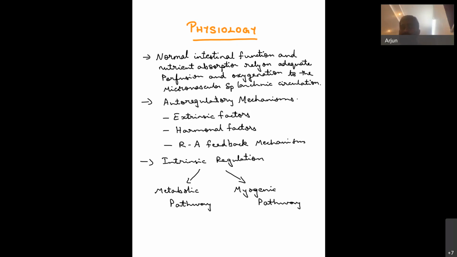In the myogenic pathway, which dominates the regulation of blood flow in the small intestine, an abrupt decrease in perfusion pressure is sensed by arteriolar baroreceptors, which respond by decreasing arterial wall tension to maintain blood flow. Together, these mechanisms maintain mucosal perfusion and integrity during periods of relative ischemia.